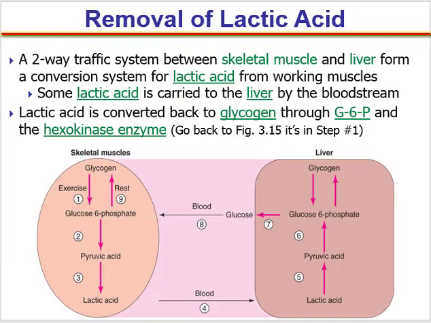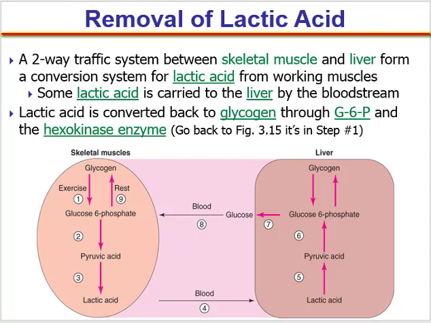Removal of lactic acid from the muscles happens through a process called the Cori cycle, shown here. I believe the 6th edition of your textbook has eliminated this diagram, but luckily I still have it here to share with you. The blood flow away from the muscles pulls the lactic acid out towards the liver. Muscles are indicated in the circle on the left, and the liver is on the right.